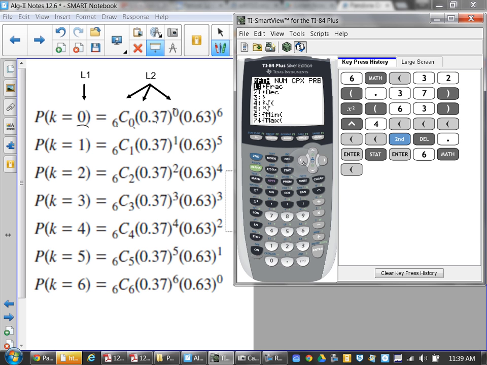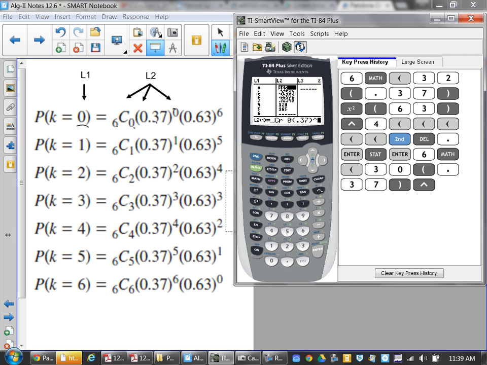Now you need to put parentheses around your 6 choose 0. You don't. 6 choose 0, then you can put parentheses after that, it's gonna be okay. Point 37, raised to the zero.